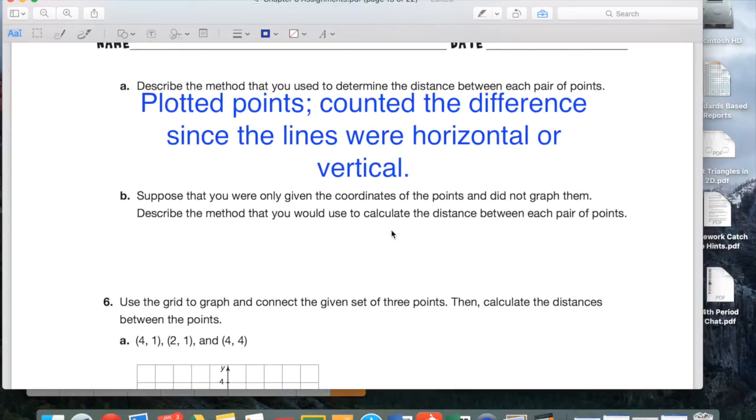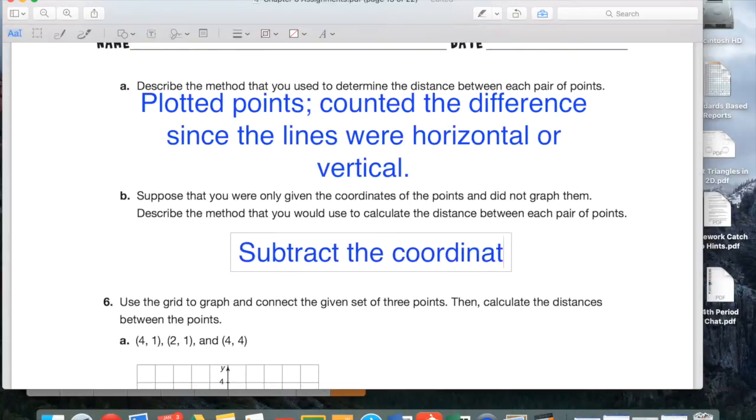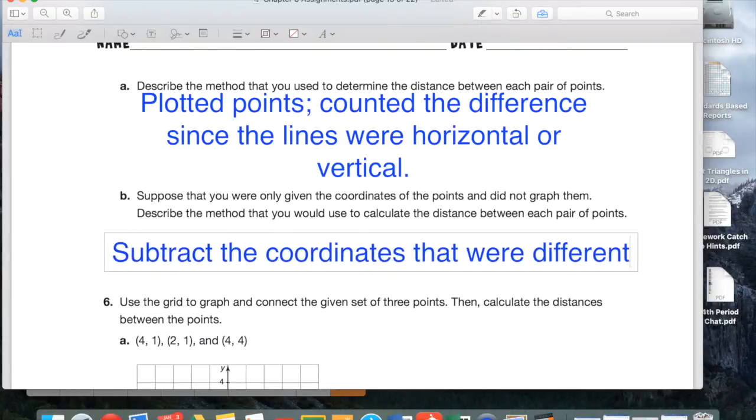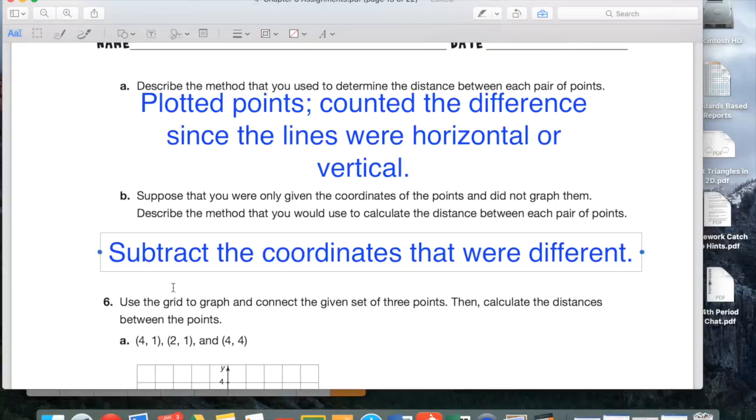Suppose that you were only given the coordinates of the points and did not graph them. Describe the method that you would use to calculate the distance between each pair of points. We would subtract the coordinates that were different, which is what we did on the last two.